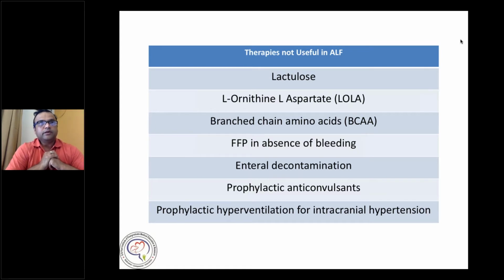Similarly, branched chain amino acids have no proven role. I told you that FFP should never be used unless there is a bleeding. Prophylactic use of FFP might be fatal. Enteral or gut specific antibiotics have been used, but they do not work. See, enteral decontamination is the main therapy for chronic liver diseases, but it does not work in acute liver failure because here the liver is basically afflicted by immune paresis, and that's why these therapies usually do not work.